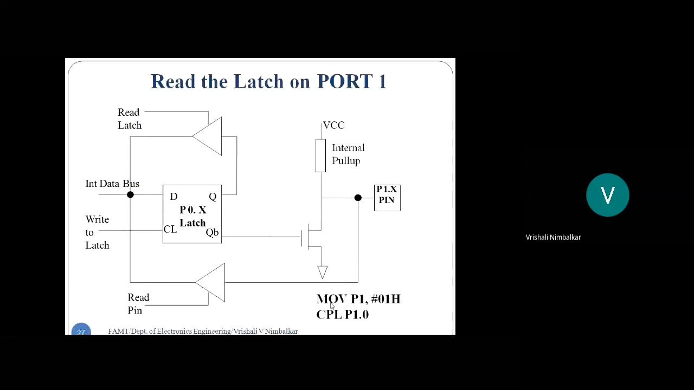Sending logic 1 on P1.0. So logic 1 on the data bus, write to latch is activated. This acts as a clock, meaning the latch gets enabled. When the latch is enabled, data gets transmitted on Q. The Q bar is its complement and it turns off the MOSFET. And that logic 1 is sent on the pin. What is this? It's initializing the pin as input.